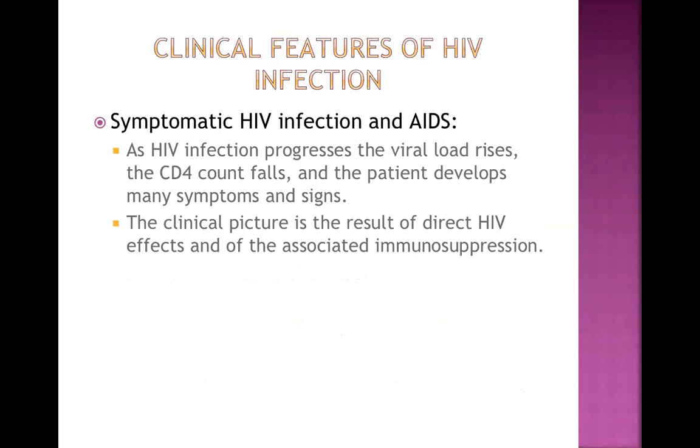Now, another phase is the symptomatic HIV infection and AIDS. Now the patient is going towards the worst, most severe phase, called acquired immunodeficiency syndrome. This phase develops once the viral load rapidly increases and CD4 cells drastically decrease. Once CD4 cells fall, the whole immune system becomes very weak. As a result, a lot of infections can occur in the human body. Not only infections, many malignancies can also occur.